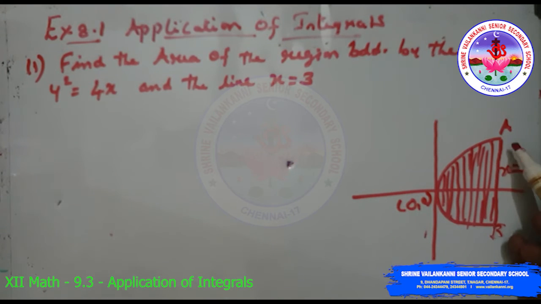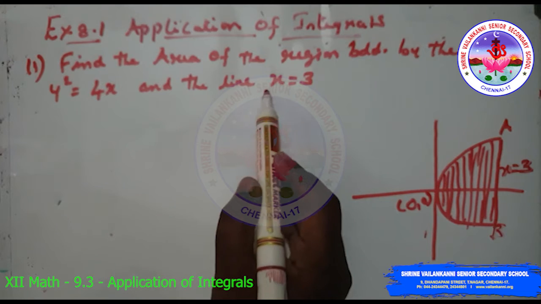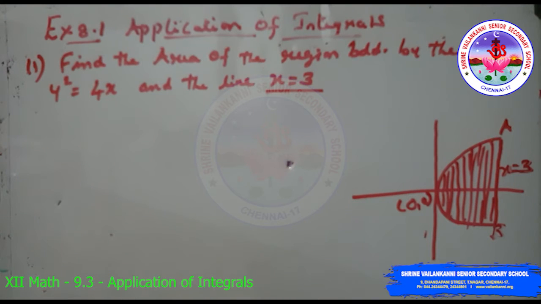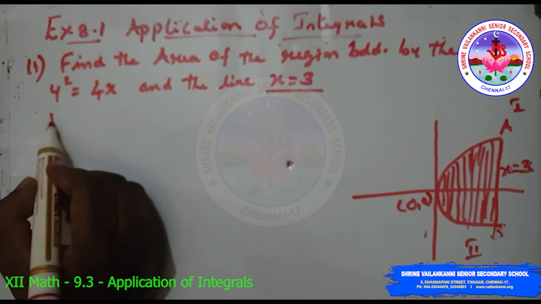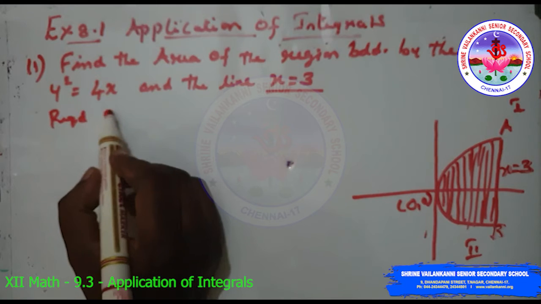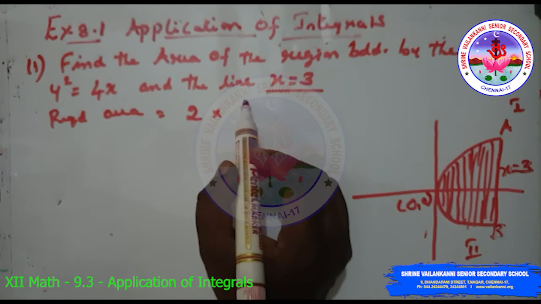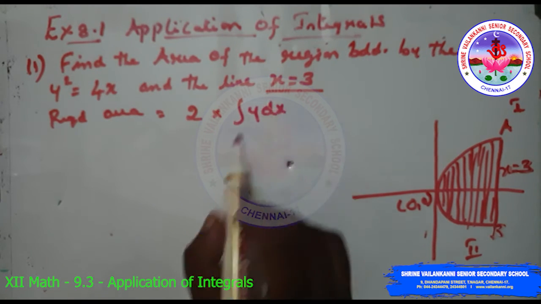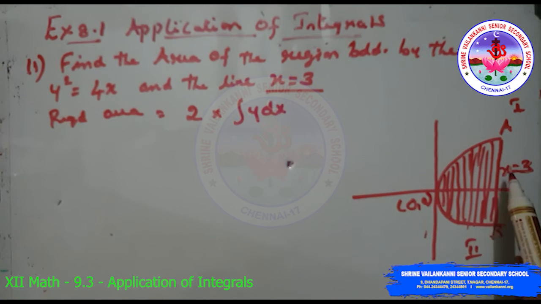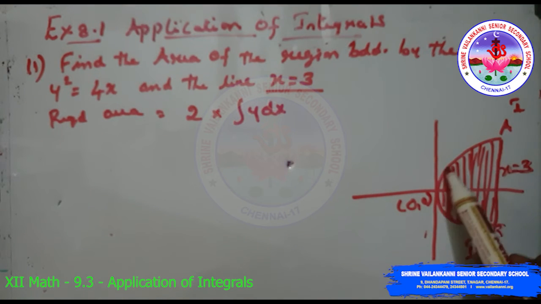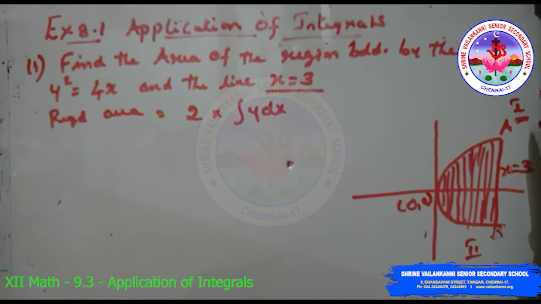And AB, which represents the line x equal to 3. So required area is equal to twice of y into dx. Here we are going to find the curve in the first quadrant, which is 2 times, as it is symmetrical about x-axis. So 2 into y dx, and the limit is from 0 to 3.